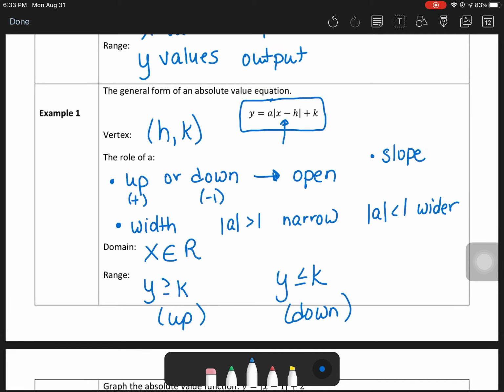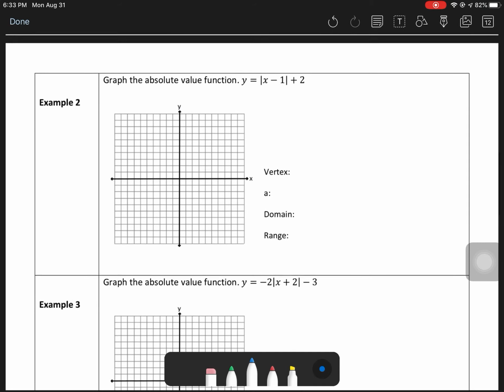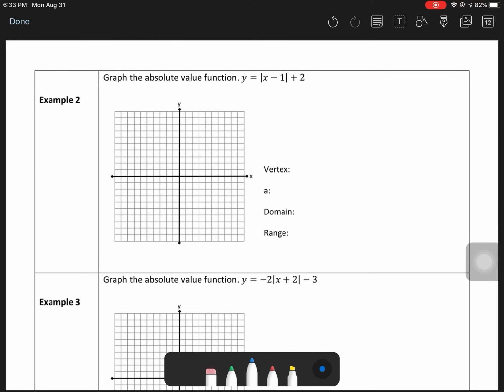So let's take a moment to practice this information. Example number 2. Let's take a look. So the vertex, if you remember, is our h, k. Here's our h value, here's our k value, and that minus is part of the formula, so it's going to be the opposite of what we see. So our vertex is going to be at (1, 2).